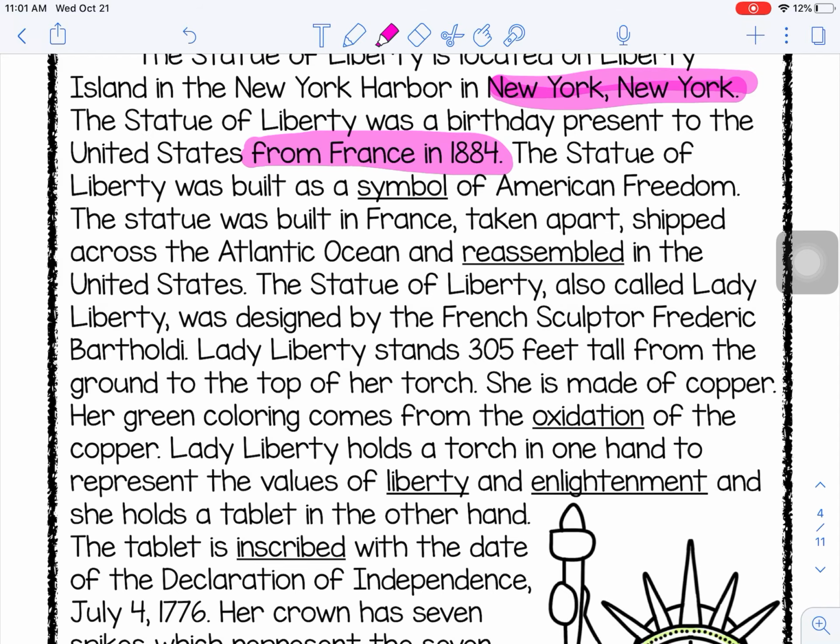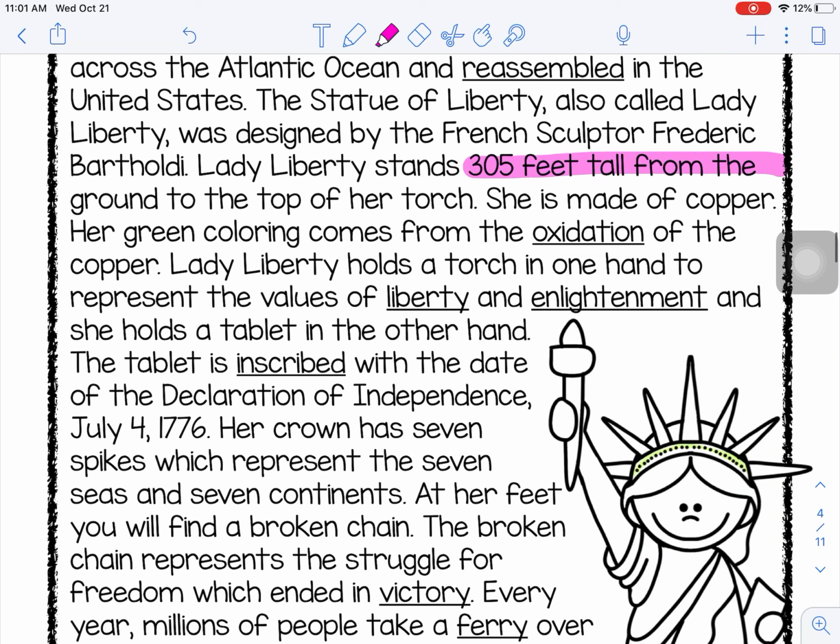Lady Liberty stands 300 feet tall from the ground to the top of her torch. She is made of copper. Her green color comes from oxidation of the copper.